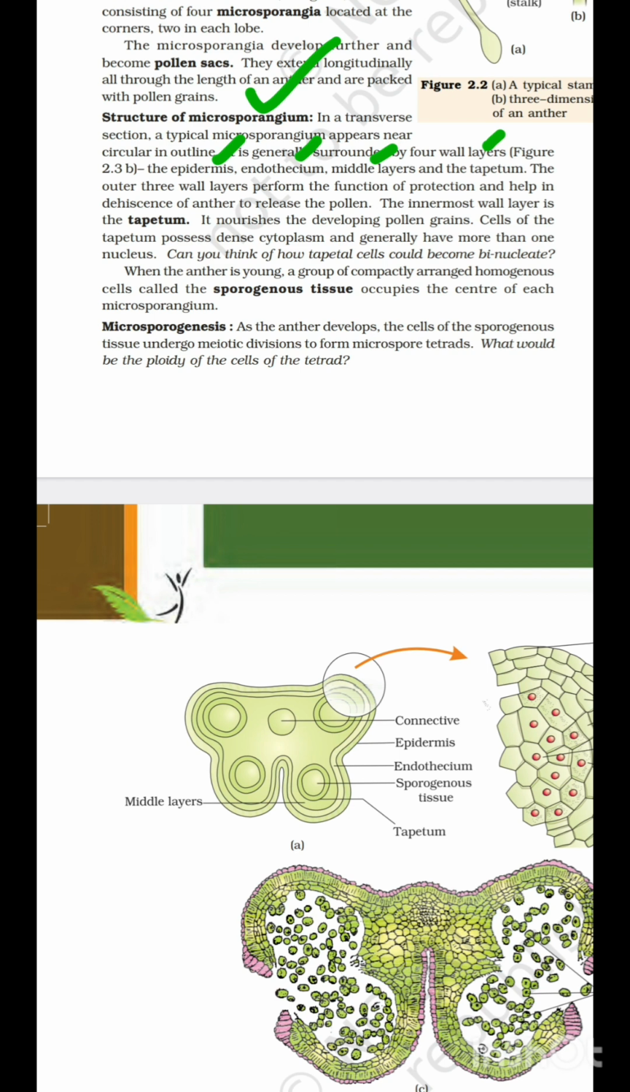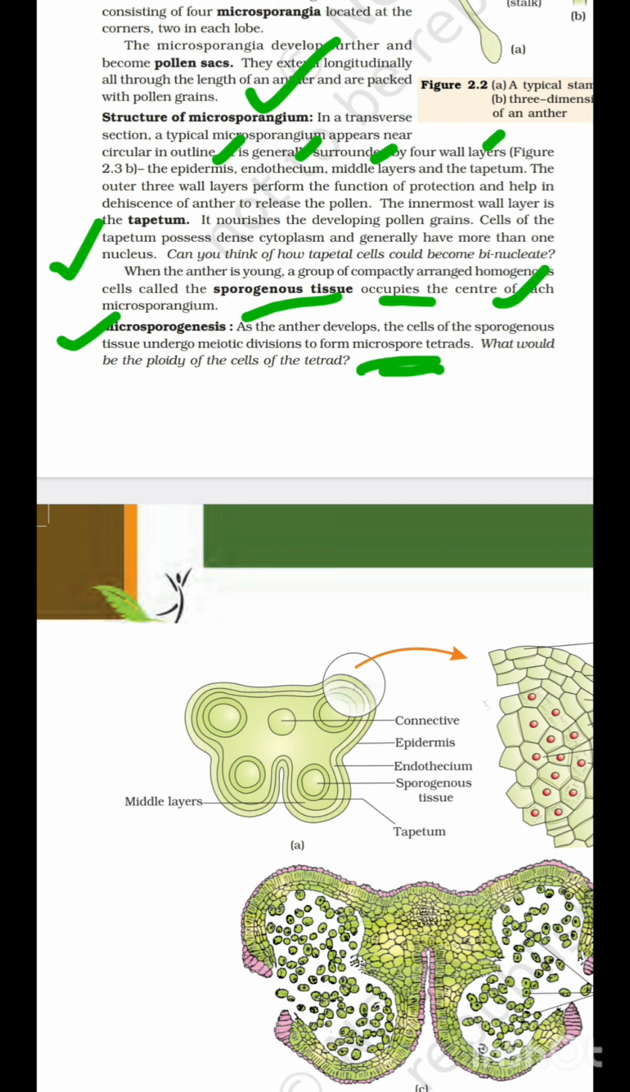And the cells of tapetum, which provide the nutrition to the growing pollen grain, possess dense cytoplasm and generally have more than one nucleus. That means multinucleate condition. When the anther is young, a group of compactly arranged homogeneous cells called sporogenous tissue occupies the center of each microsporangium. Then microsporogenesis. As the anther develops, the cells of sporogenous tissue undergo meiotic division to form microspore tetrad.